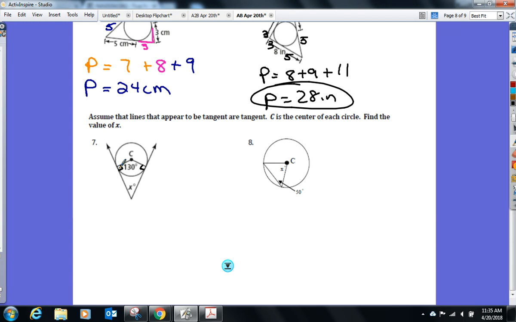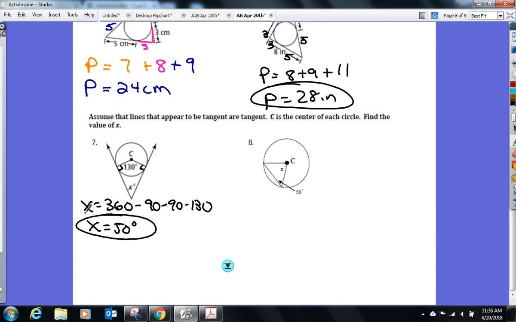This is a 1, 2, 3, 4-sided figure, a quadrilateral. How many degrees? 360. There you go. So x equals 360 minus those other 3 angles. And that ends up being 50 degrees. All right.